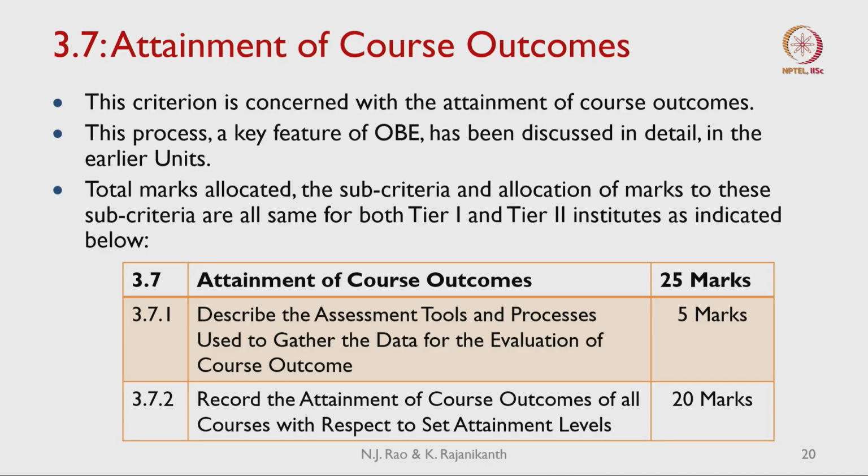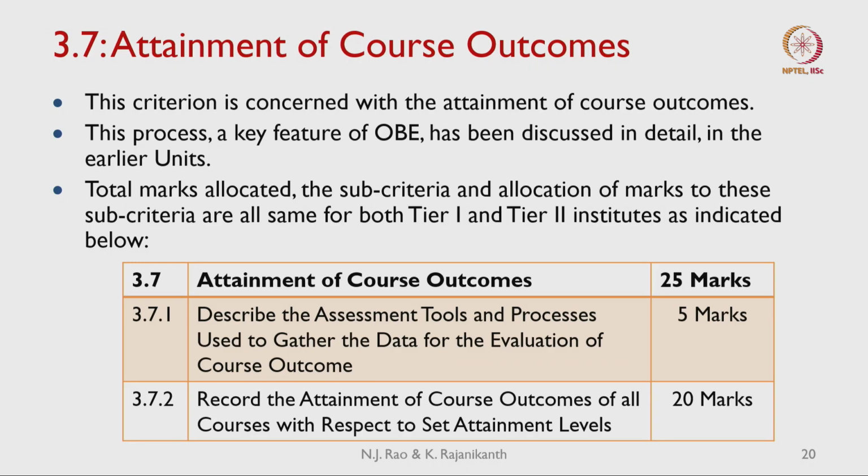Then two important aspects of outcome based education, discussed in detail in the earlier units on the general concept of outcome based education: attainment of course outcomes, and attainment of POs and PSOs. So, 3.7 is concerned with attainment of COs, course outcomes. This criterion is concerned with CO attainments. What is the process followed to compute the attainment of the COs?